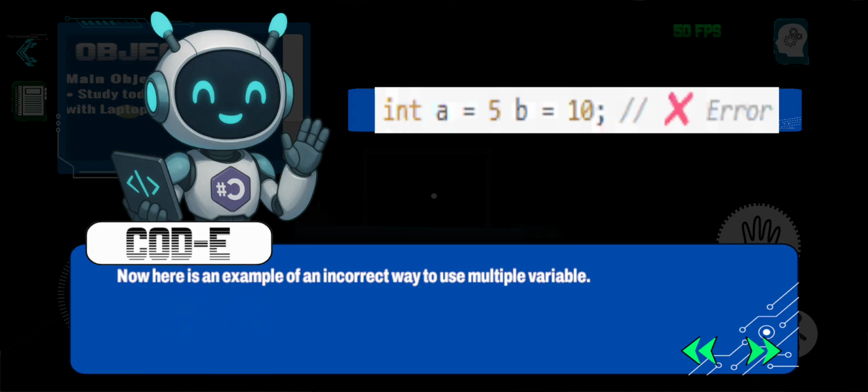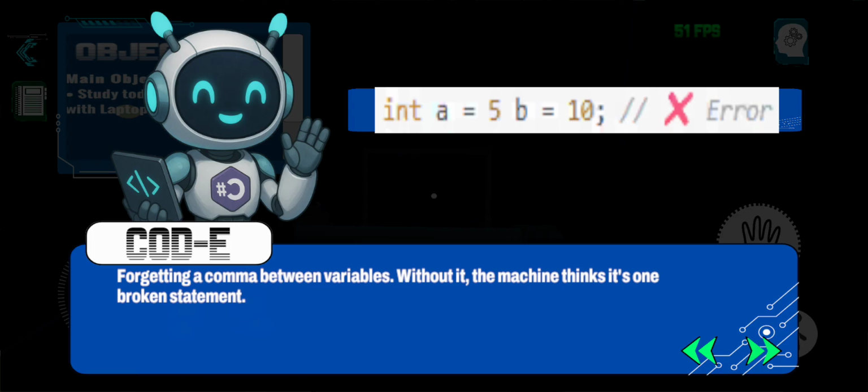Now here is an example of an incorrect way to use multiple variables. Forgetting a comma between variables. Without it, the machine thinks it's one broken statement.